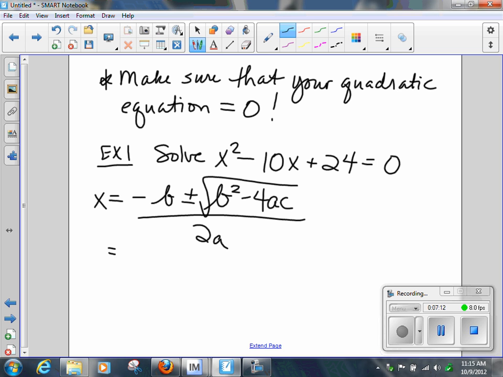Folks, what is your a? Always come over here to the side. A, there's nothing there. It must be 0. Wrong. It's 1. And don't let me fool you. What's my b value? What's the coefficient of my middle term, my x term? Negative 10. Be careful there, okay? Be mindful of your signs. And c is 24. Holy big numbers.